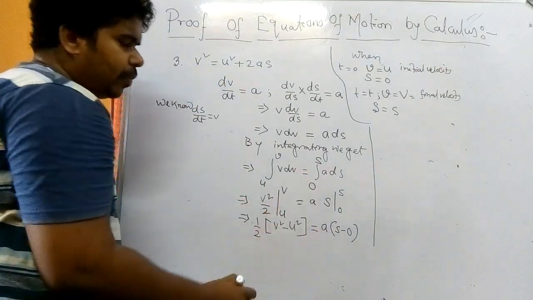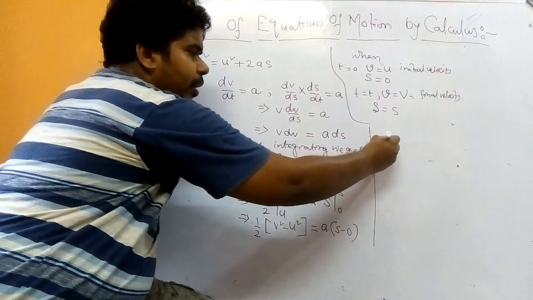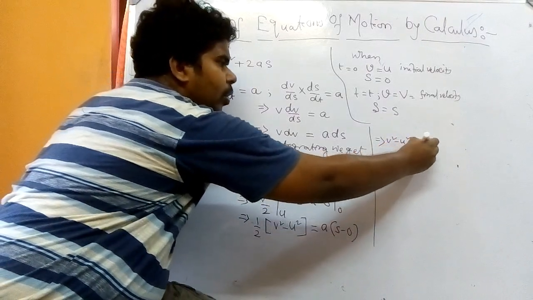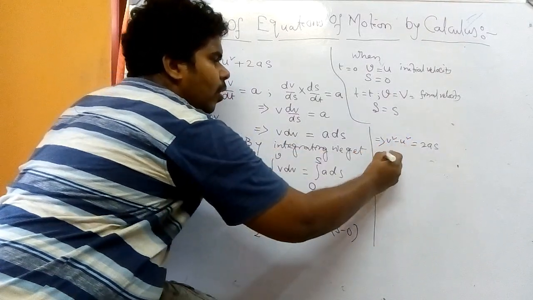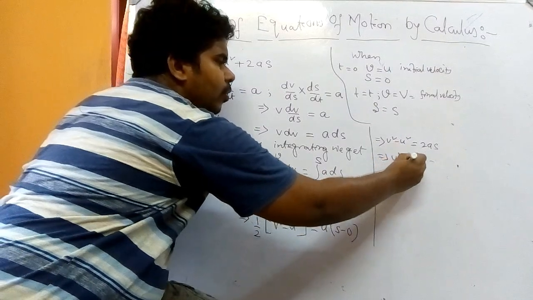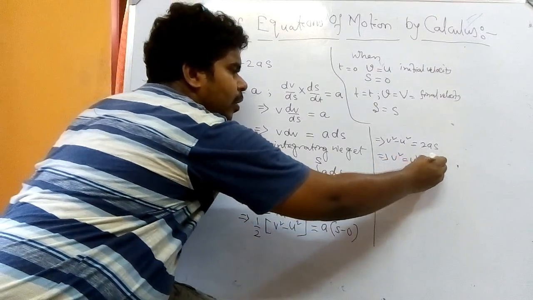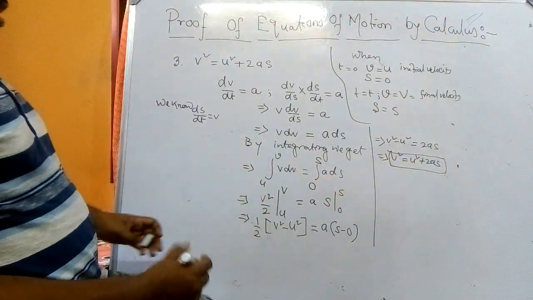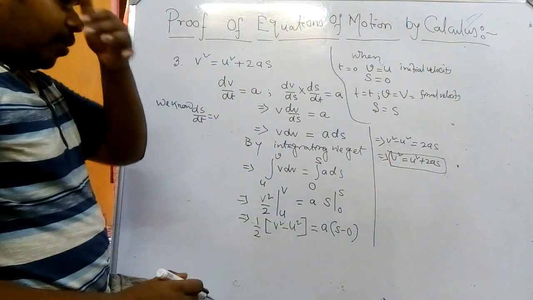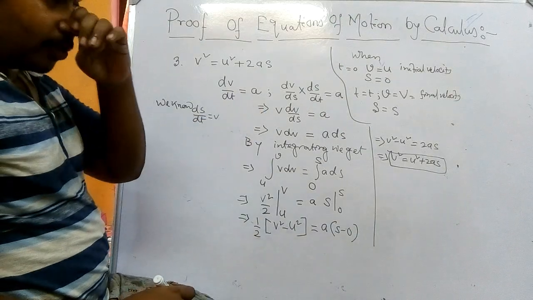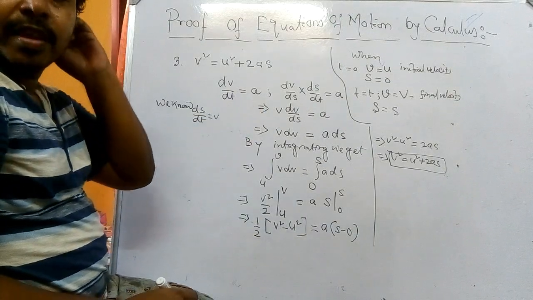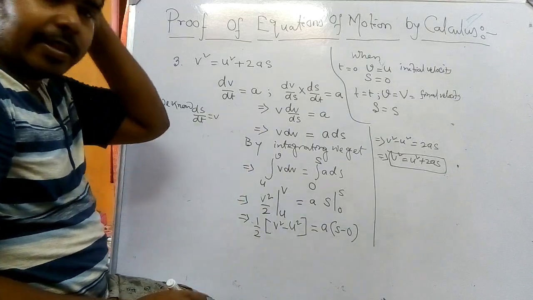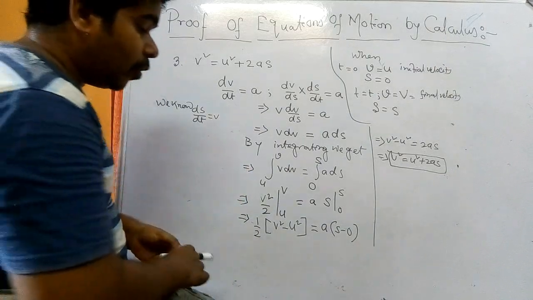So if 2 is multiplied over there, we can write v square minus u square equals twice as, or v square equals u square plus twice as. So our equation is proved. Keep it in mind, several times this equation is asked to prove in exams. Okay, I think you have got it.